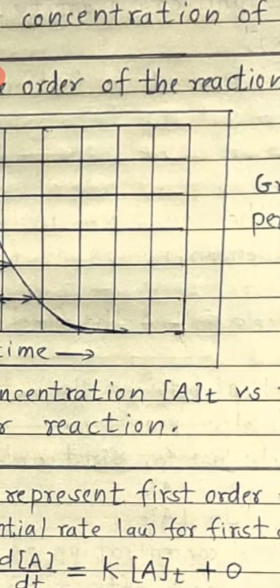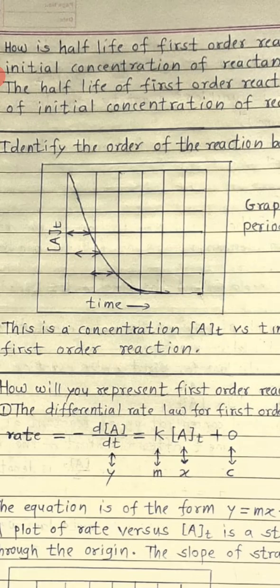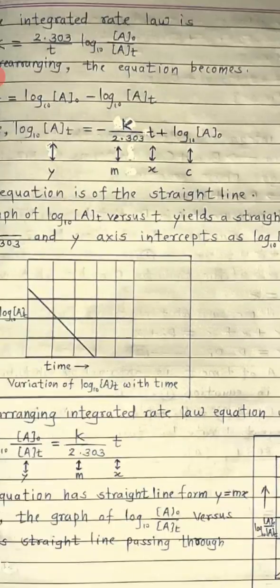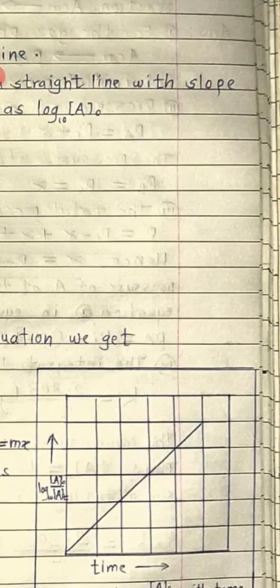So how many graphs are there in total for a first order reaction? Three graphs. This one is not a graphical representation of a first order reaction; it represents the half life period. This is the first graphical representation for a first order reaction, this is the second, and this one is the third.